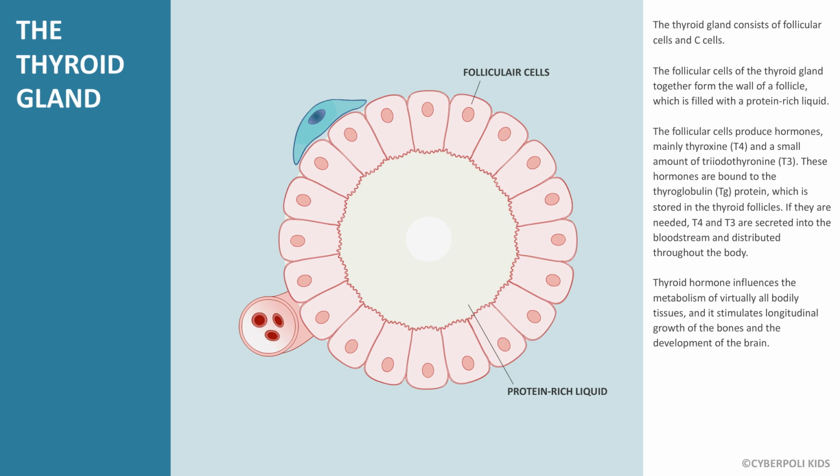The follicular cells produce hormones, mainly thyroxine, T4, and a small amount of triiodothyronine, T3. These hormones are bound to the thyroglobulin, Tg, protein, which is stored in the thyroid follicles. If they are needed, T4 and T3 are secreted into the bloodstream and distributed throughout the body.